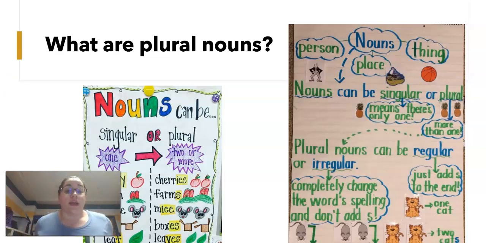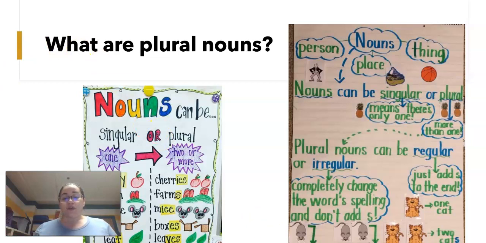So we know that a noun is a person, place, or thing. We know that nouns can be singular or plural. When they're singular, that means that there's only one, and when they're plural, that means that there are more than one. Now, plural nouns can be regular or irregular. What do you mean, Miss Salvador? When they're regular, that means that you just add an S at the end. How awesome is that? But when it's irregular, that completely changes the word's spelling, and you don't add an S. It just completely changes.